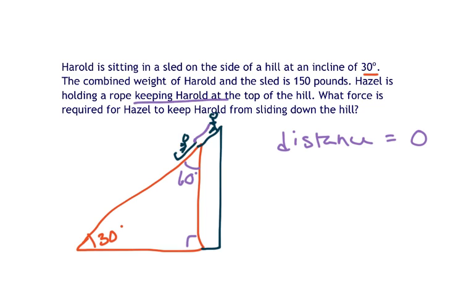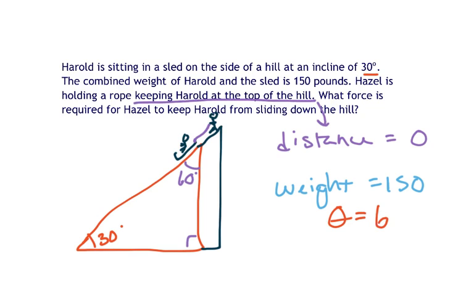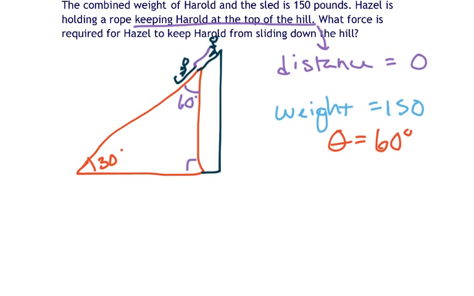Because, again, we're keeping Harold at the top of the hill. So that's what's happening here. The weight is going to be 150. And then the angle at where the action is happening is actually going to be 60 degrees, right? Because it's not 30, that's at the bottom. They're at the top right now. So that would make a difference.